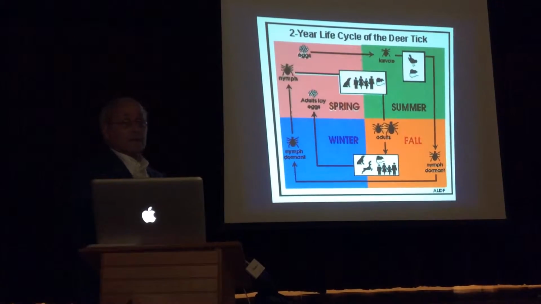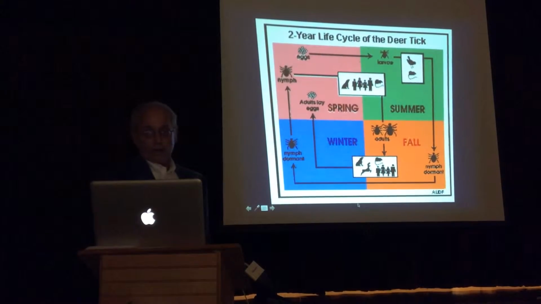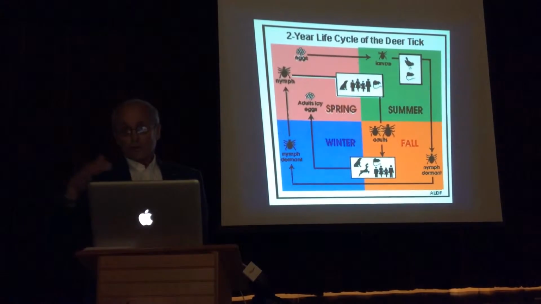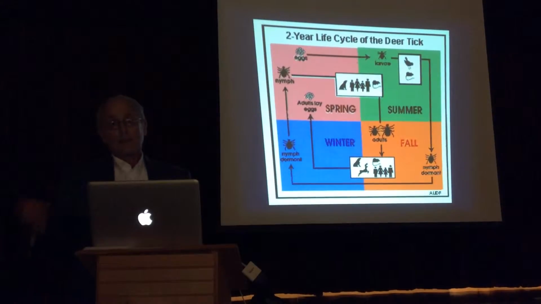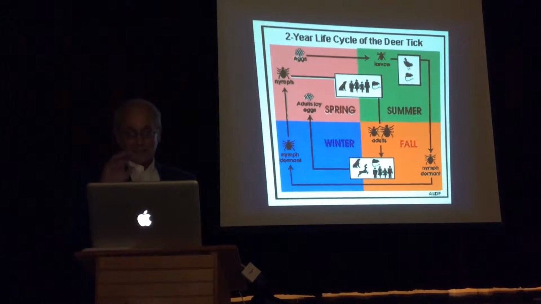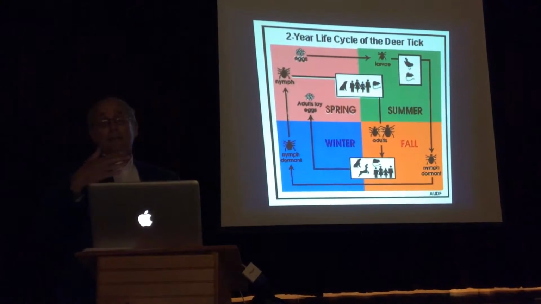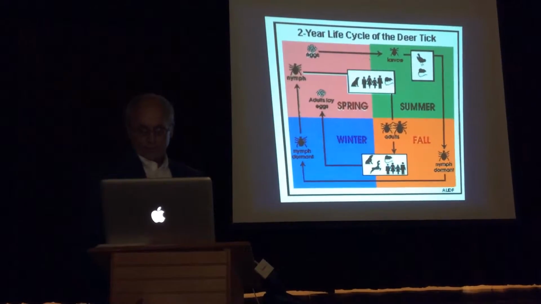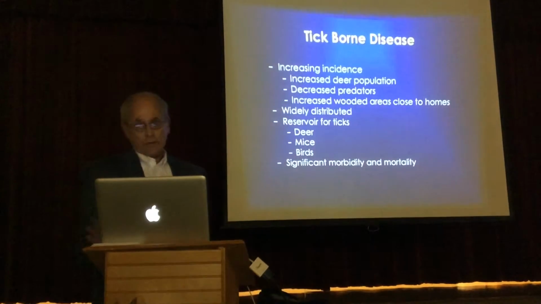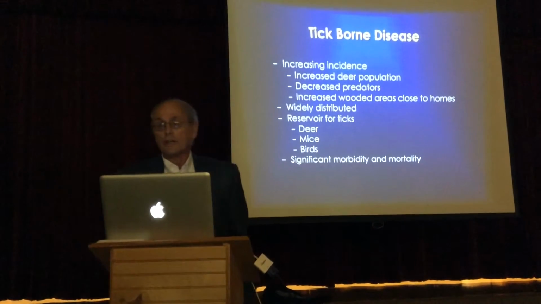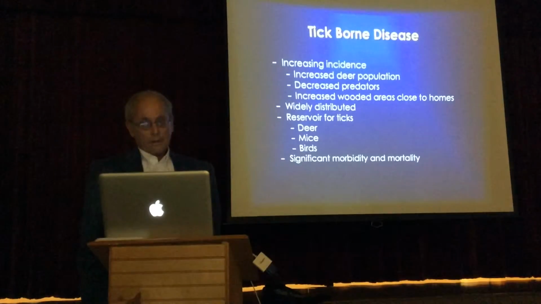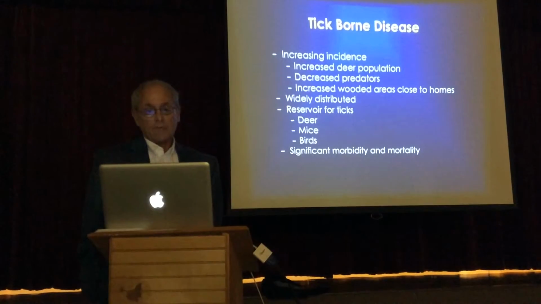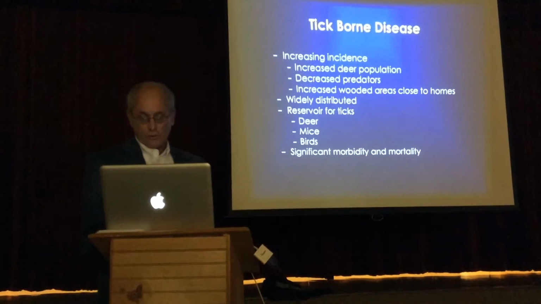I don't have here anything about the Lone Star tick, which is a real predator. Lyme ticks just get blown in the wind or hit you from grass or a tree, but the Lone Star tick actually comes at you. It used to be in the southwest and the west, and now it's really coming into the east. So there's increased incidence because of the increased deer population and decreased predators of mice and other rodents. And the reservoir is deer, mice, and birds also.